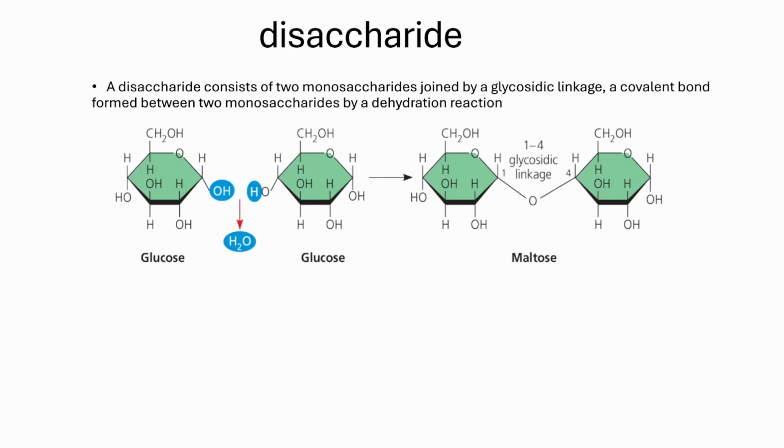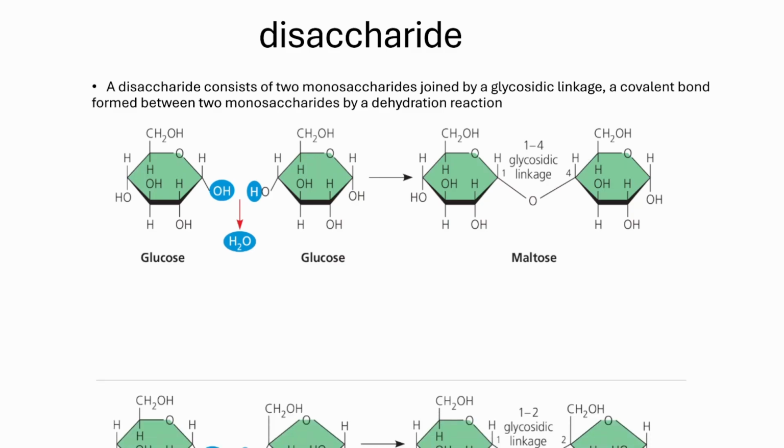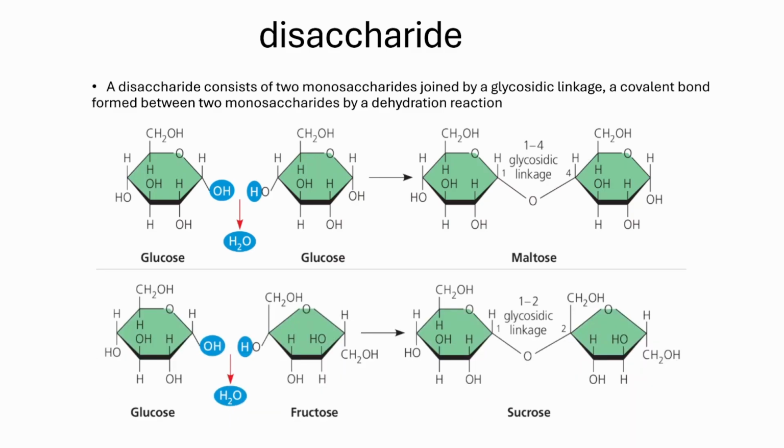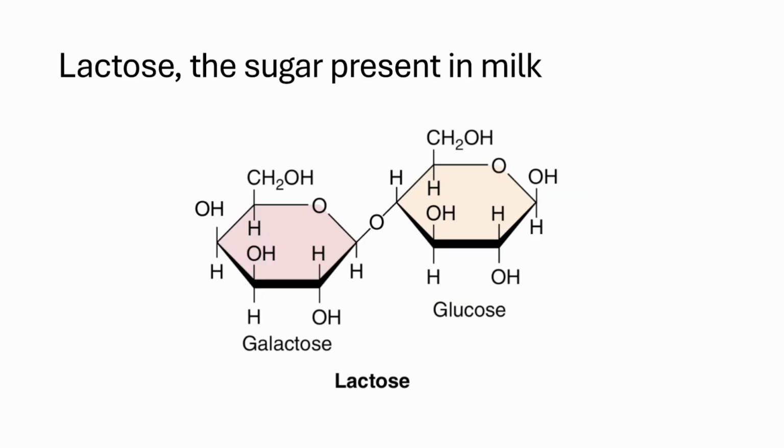The most prevalent disaccharide is sucrose, or table sugar. Its two monomers are glucose and fructose. Plants generally transport carbohydrates from leaves to roots and other non-photosynthetic organs in the form of sucrose. Lactose, the sugar present in milk, is another disaccharide. In this case, a glucose molecule is joined to a galactose molecule.